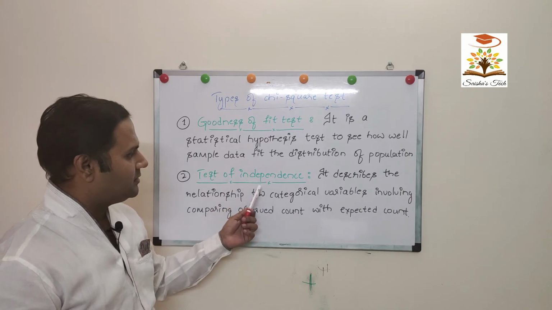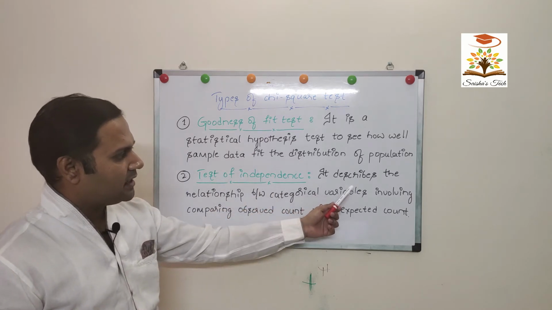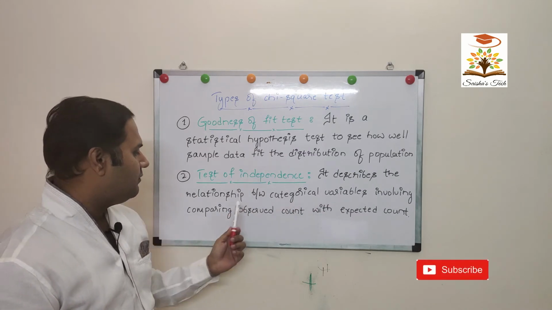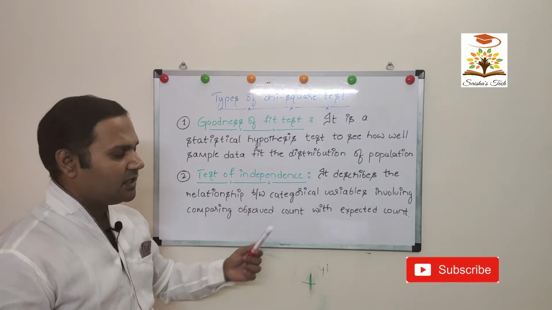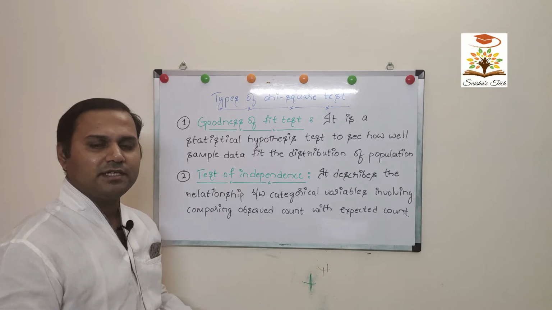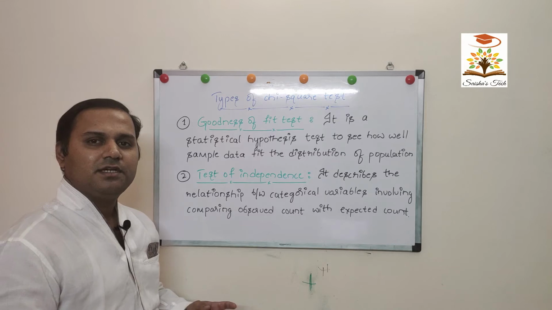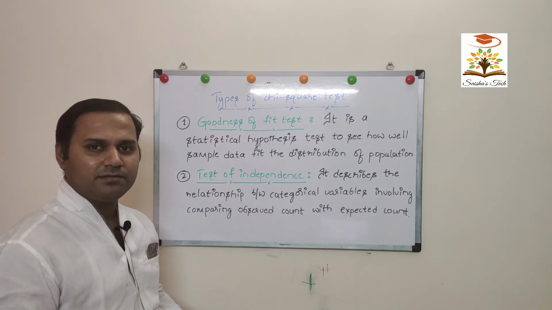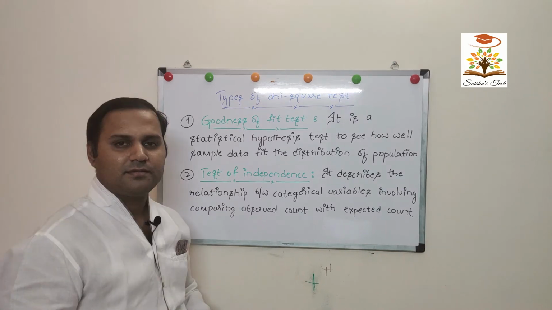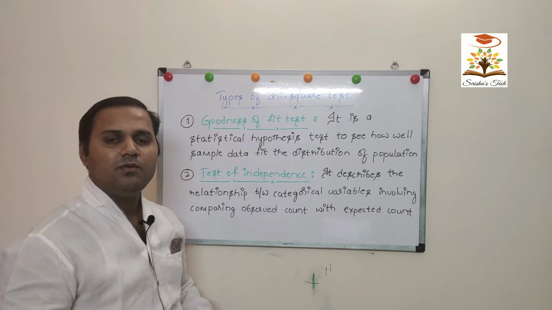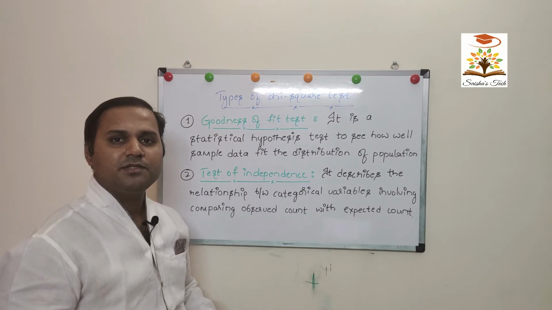Test of independence describes the relationship between categorical variables, involving comparing observed count with the expected count. For example, if we want to find the relationship between a student's gender and the profession they opt for. As we have understood the types of chi-square test, now let us explore the steps involved in conducting a chi-square test.